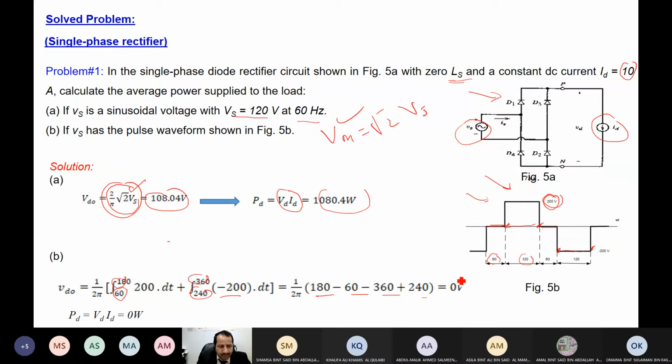Add them: 0. The DC average here is 0. Okay, and this is expected because they are identical. This part will cancel this part. The same voltage, 200 and minus 200, they cancel each other. It's like a sinusoidal. So the voltage is 0. If we multiply by the current, we get 0.